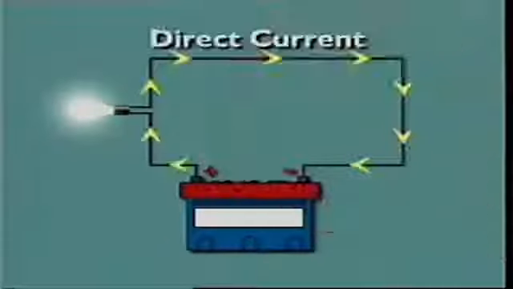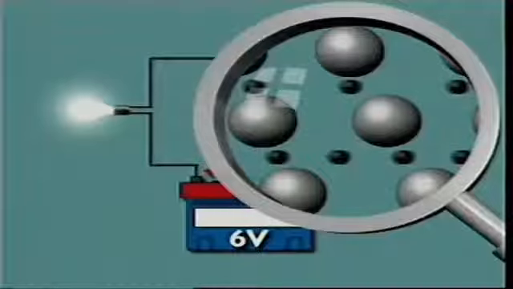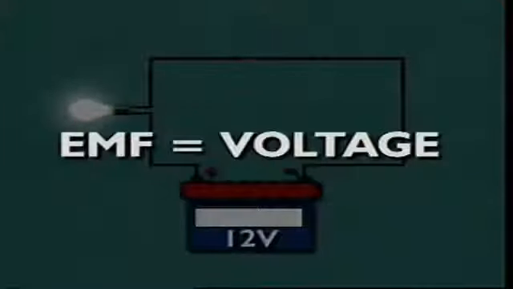This is called direct current, or DC. Most circuits in motor vehicles use direct current. The larger the charge at the positive terminal, the more strongly it attracts free electrons. This attraction acts as a force driving the electrons along. The greater the force, the stronger the electrical current. The force is called electromotive force, or EMF. It's also known as voltage.